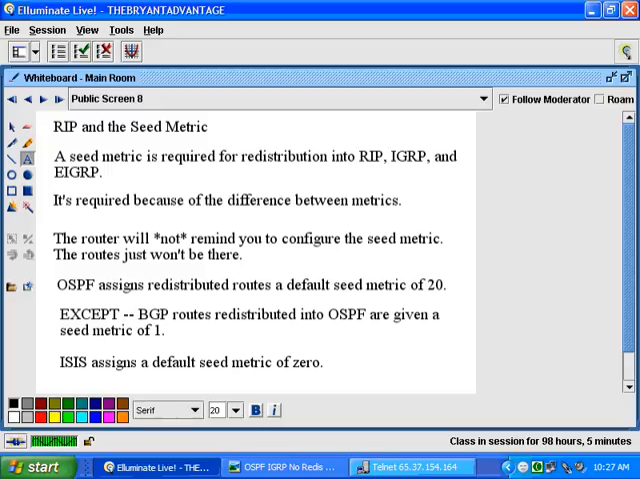And for IGRP and EIGRP, when we redistribute routes into those 2 protocols, we actually have to give a value for each of the 5 metric weights. Remember those? Bandwidth, delay, load, reliability, MTU. You got to set a value for all 5. So the redistribution command for those 2 looks kind of long.